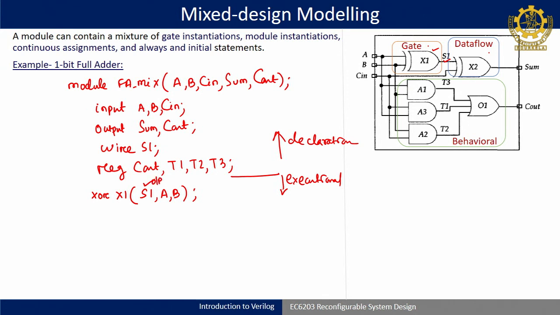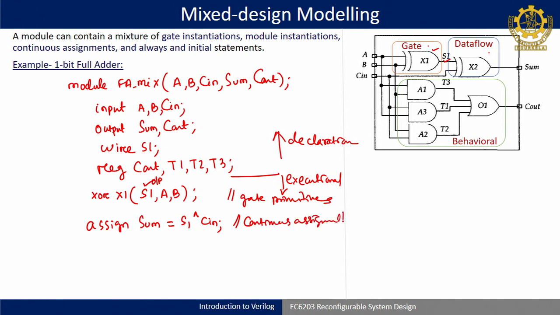Okay. Then this one I can do, continuous assignment statement for data flow modeling. So this I can write down directly, assign Sum, which is my output. I am not taking delay here to avoid complications. Let us write down the code first. Sum is equal to S1 XOR with Cin, semicolon. So this in comment is gate primitives, and this in comment is continuous assignment, which I can treat also as data flow modeling.